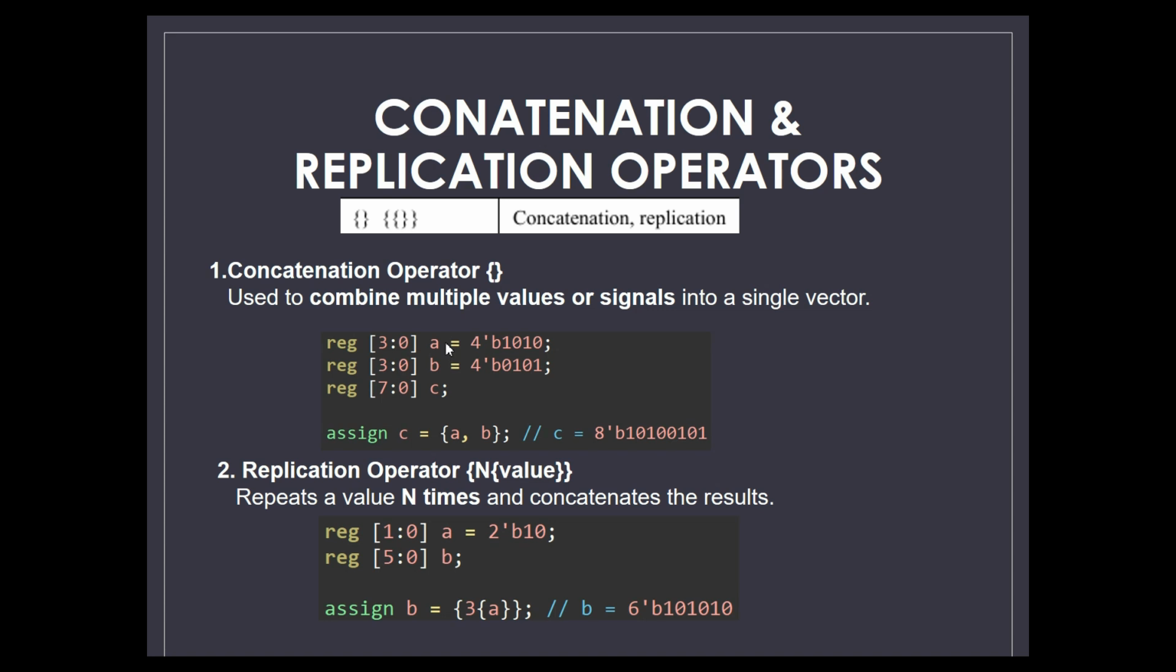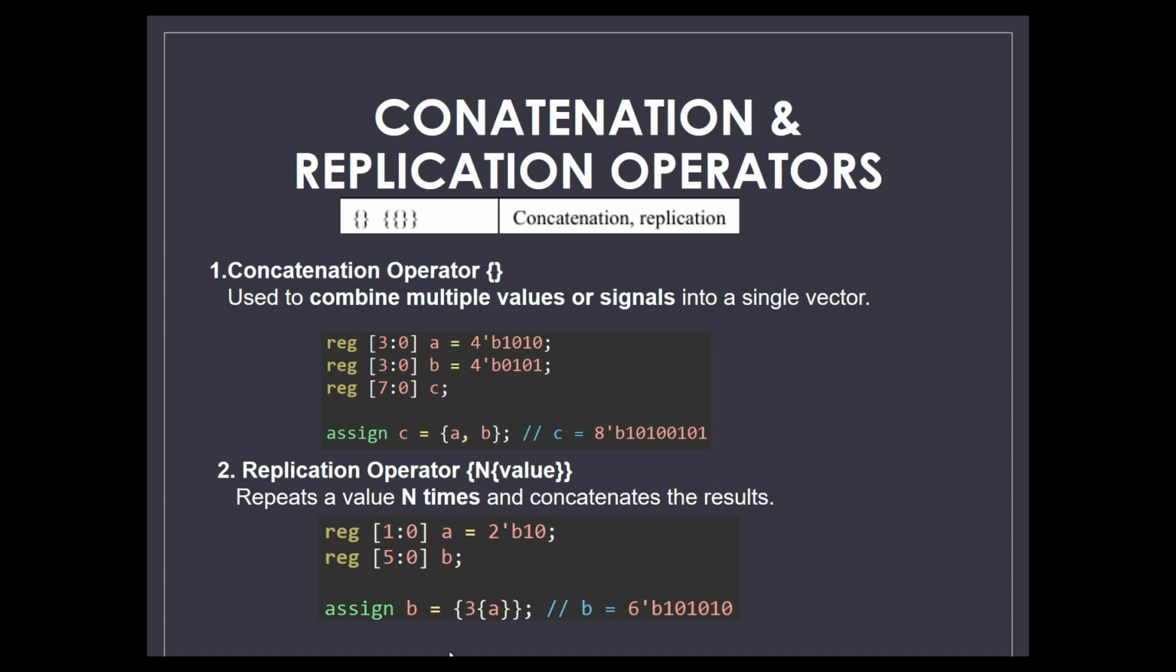Let's take a look. We have two registers A and B, both 4-bit each. The values provided to them are 1010 and 0101. I have another register C. Now I can directly assign the value of A and B to C by combining them, that is, concatenation A, comma B. That is, C will be assigned as 10100101. A will be stored in the upper 4 bits of C, while B will be stored in the lower 4 bits of C. This is the concatenation operator.